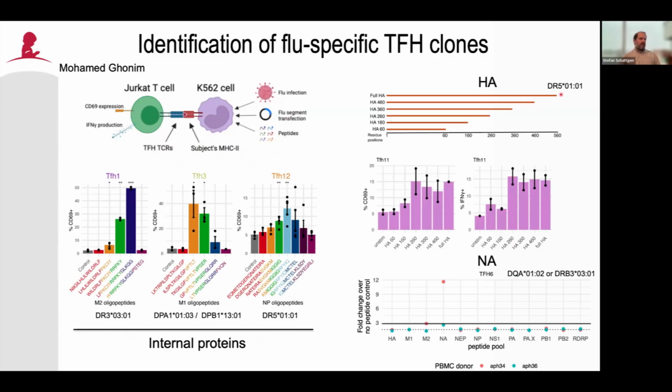Here we use some plasmid truncations to identify which region of HA that this particular TFH11 is recognizing. We can see it's here within this stretch. We get this increase in CD69, interferon gamma positive. And then for our clone 6 here, using overlapping peptide pools for each of the flu proteins, so it's complete coverage, we can see that this clone was specific for NA from this donor here. So for 5 of the 6, we're able to at least figure out they were specific for flu.